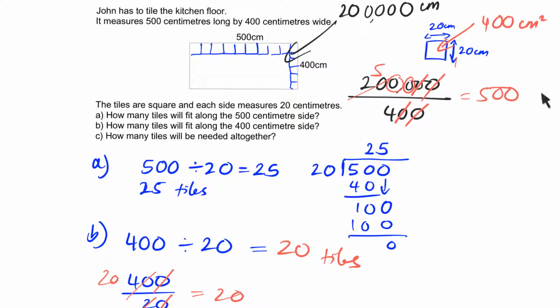So I'll need 500 tiles to cover the entire floor, and as you can see, it is exactly the same answer as we had there. 500 tiles, exactly the same answer.